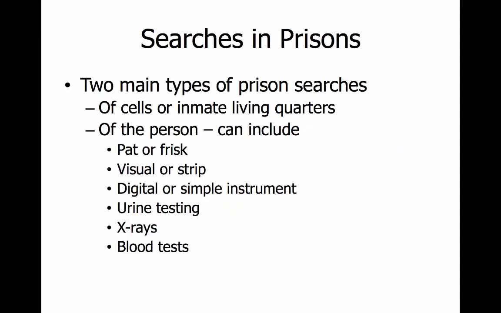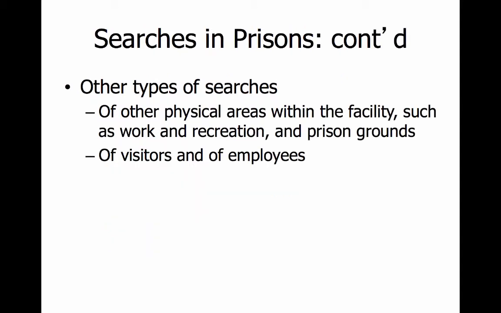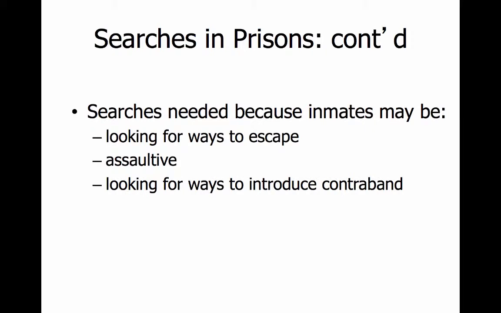So when we talk about searches in prisons, we're basically talking about two types. We talk about searches of the cells or inmate living quarters and of the person or prisoner themselves, and that can include some of these things as an example. Other types of searches would be physical areas within the facility, such as prison grounds, visitors, employees. The reasons for searches include looking for ways to escape, assaultive behavior on the part of inmates, and ways to introduce contraband.